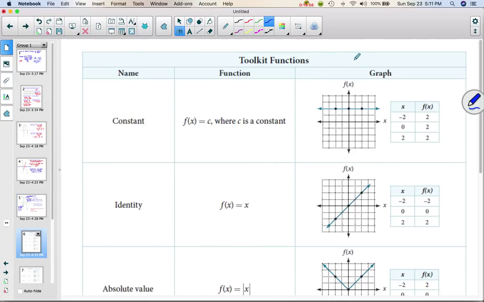So our toolkit functions, you might want to get this paper out. And let's talk about where these functions are increasing and decreasing. And I'm just going to write them right on here. Notice that this constant function is neither increasing or decreasing because it's a constant.